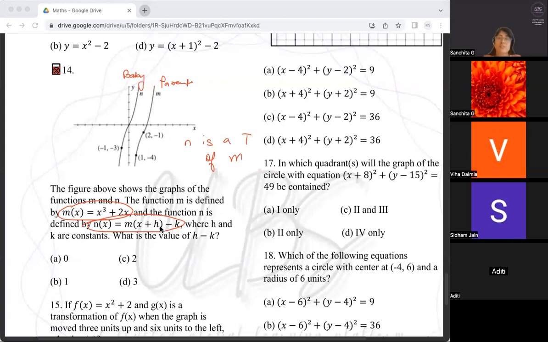n is a transformation of m, and I have multiple pairs of points as reference that I can use. Can anyone tell me what the transformation can be? Try to see left, right, or up, down, anything. Who can tell? Left, how many units? By almost 2 and a half. Correct.